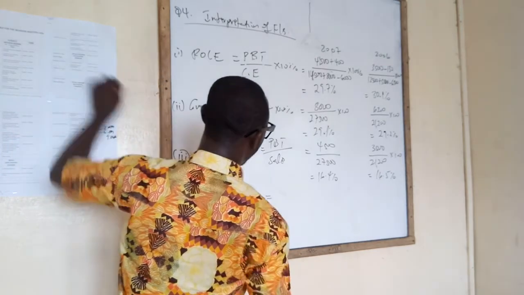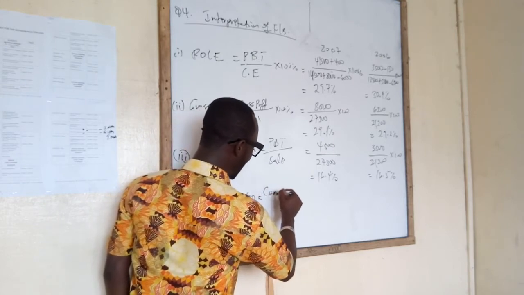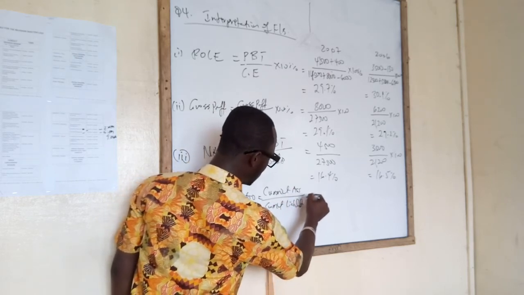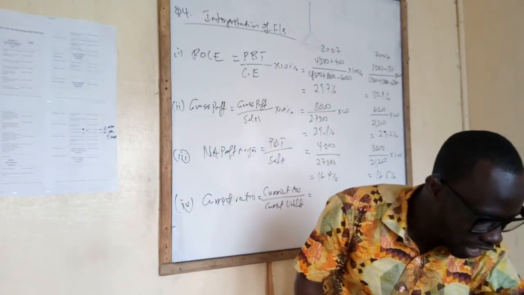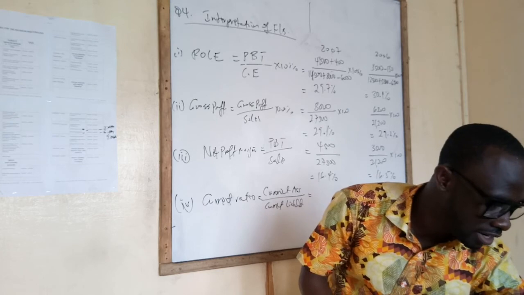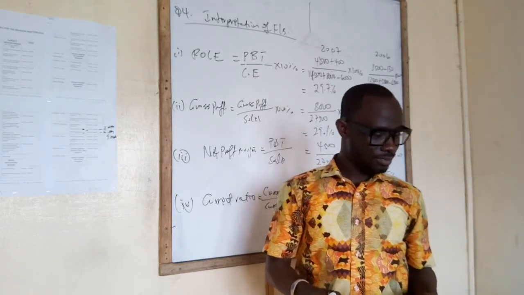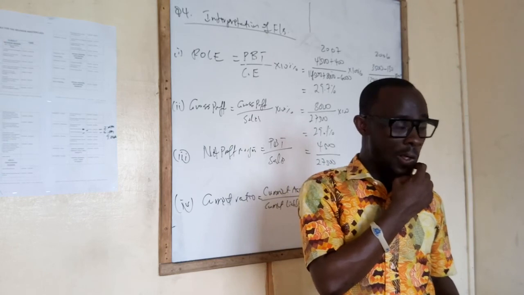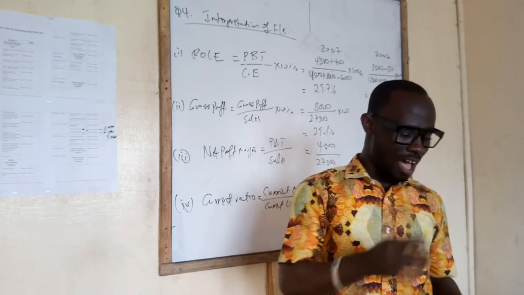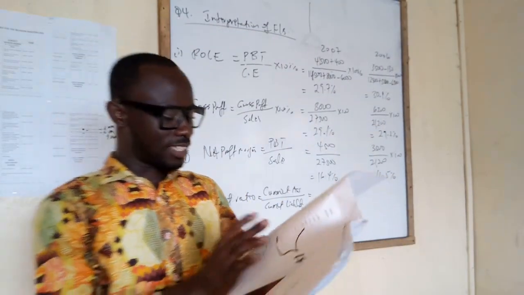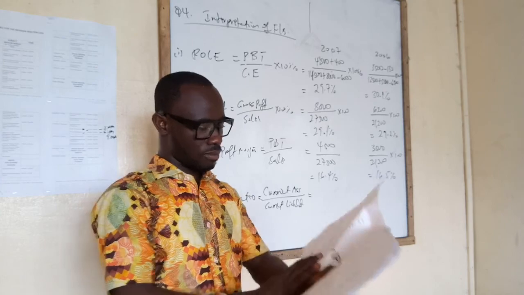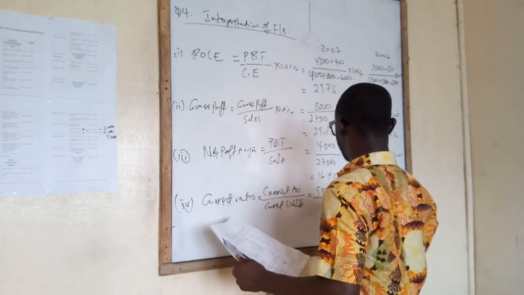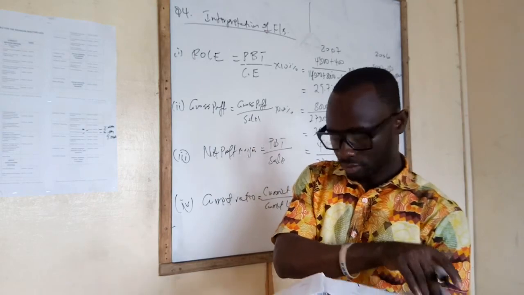So current ratio formula: current assets over current liabilities. So 2006 current assets, what do we have? 2007 current assets, what do we have there? Current assets, we have 9,500. Current liabilities 4,500. What do I have?